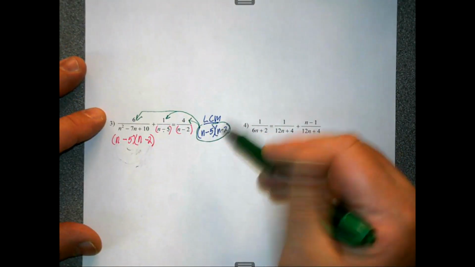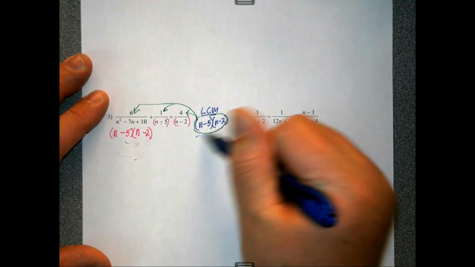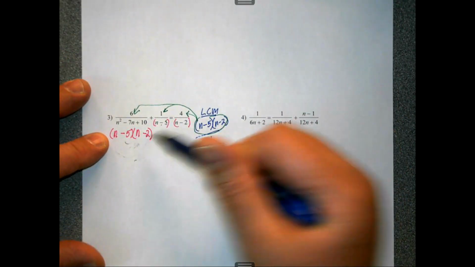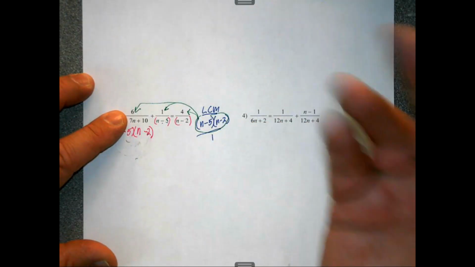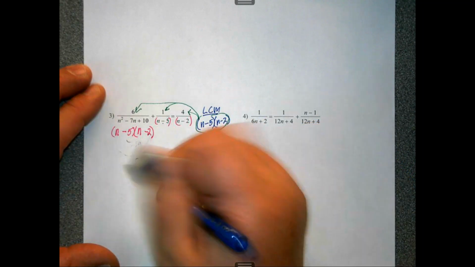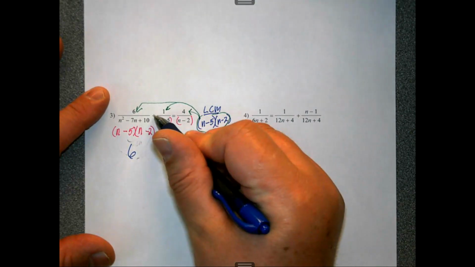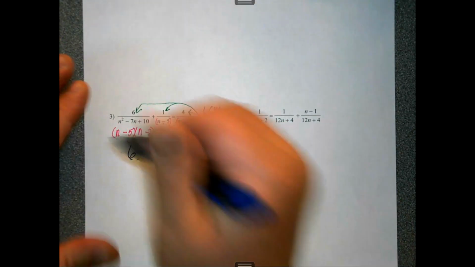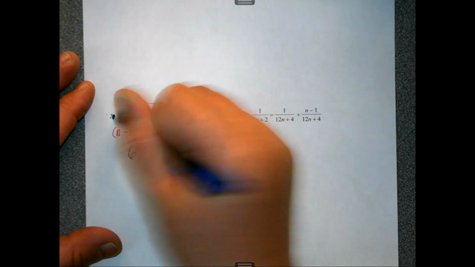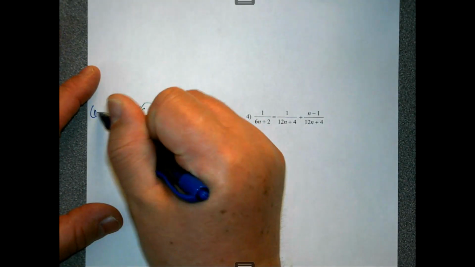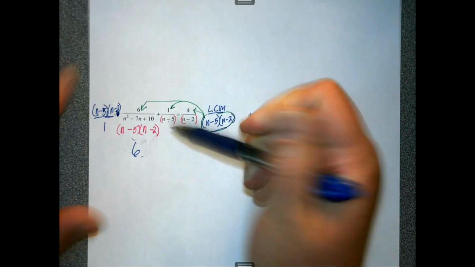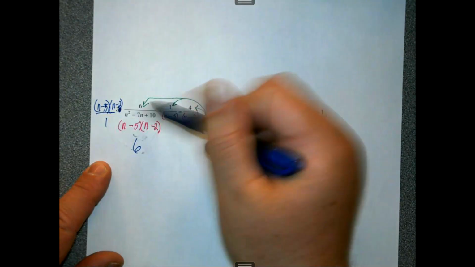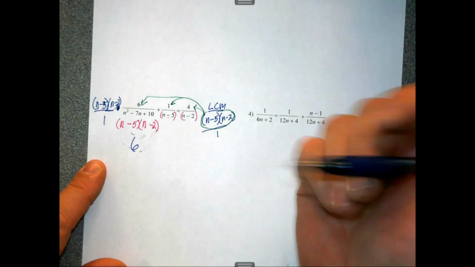However, remember, this is over 1, right? Okay, so this is in the denominator, this is in the numerator, so they all cancel out. I'm left with 6. I don't need to multiply it by anything, right? So I have my 6. I'm actually multiplying this fraction by n minus 5 and n minus 2 over 1, right? So all of these cancel, and I'm just left with 6. 6 over 1, right?